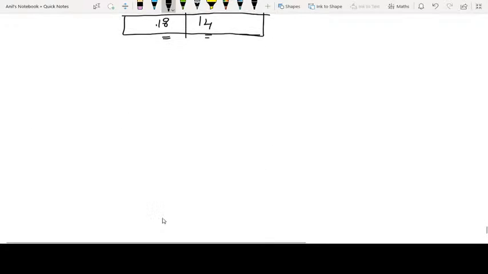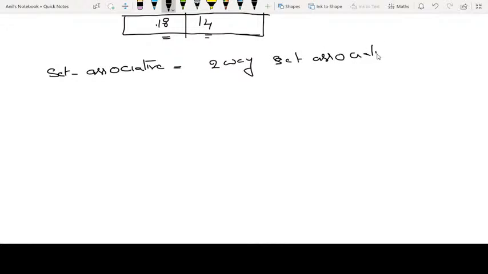Now, whenever you come across a term called set associative, you need to imagine or assume that this is a two-way set associative cache. Two-way set associative cache. What is this two-way set associative cache? Stay focused here.